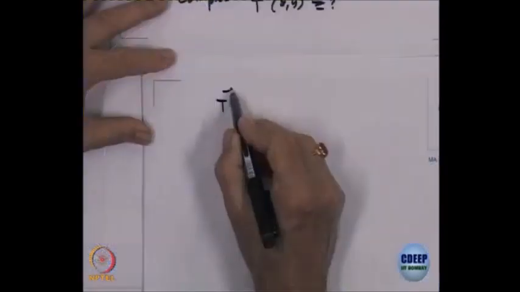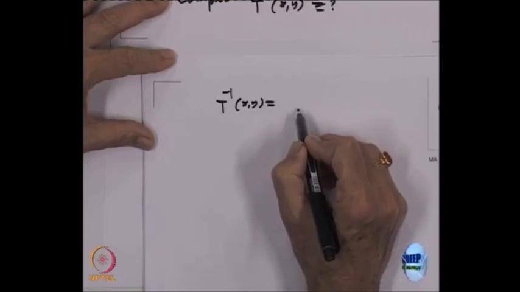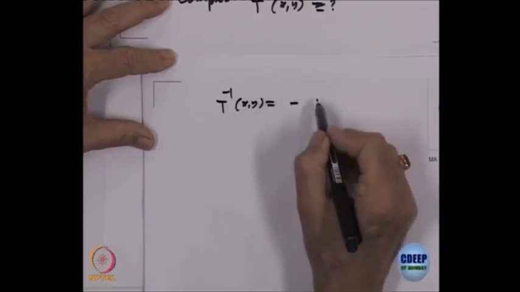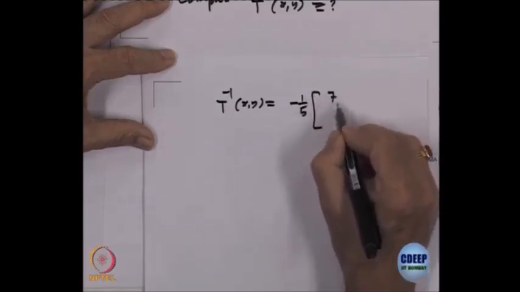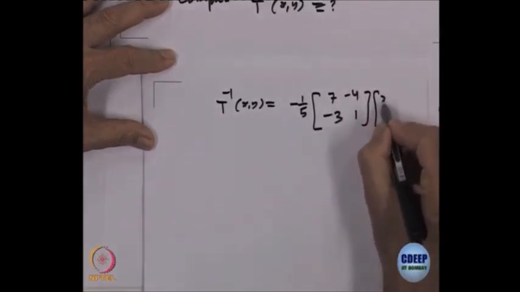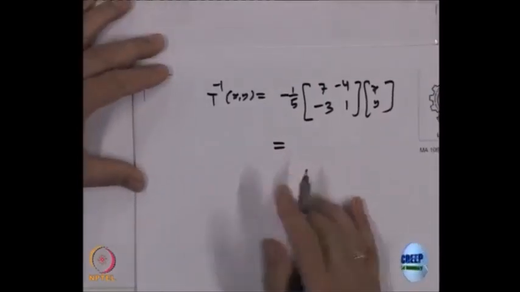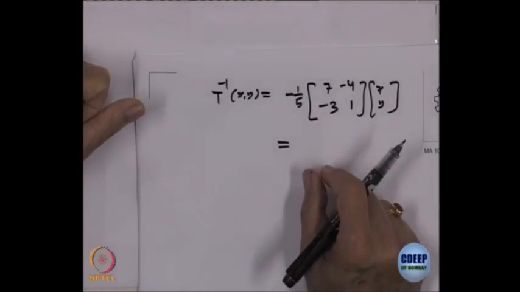So, let us write what is T inverse of x y. It is the same as looking at the matrix of T inverse and multiplying by that vector simply. So, it is minus 1 by 5, times the matrix 7, minus 3, minus 4, 1, multiplied by x y. So, what is it equal to? You can just multiply out and write down that vector.